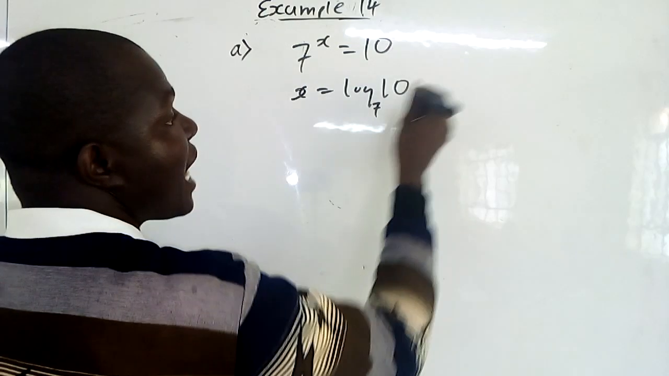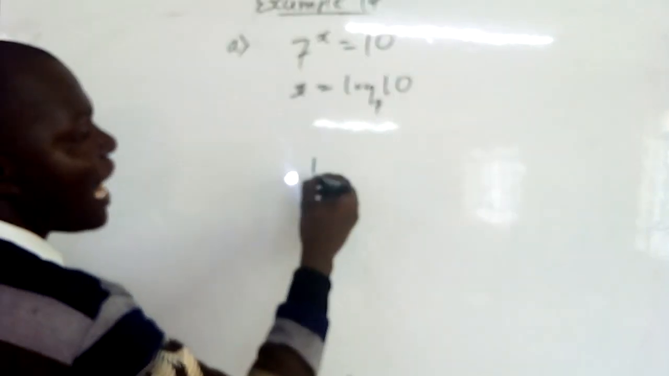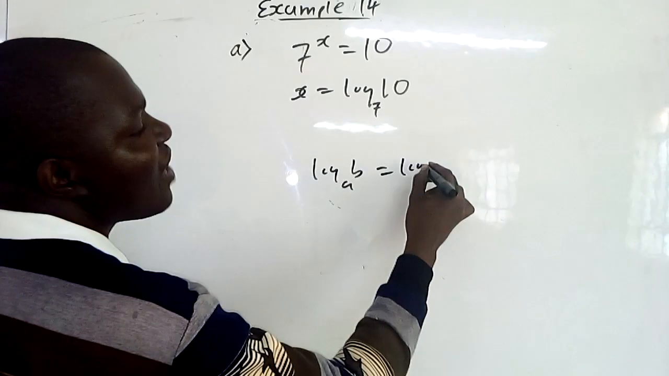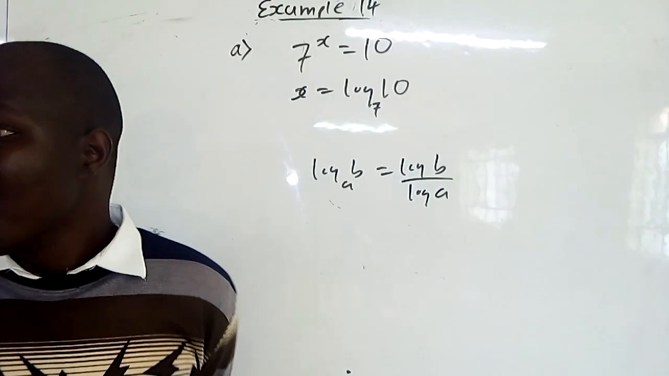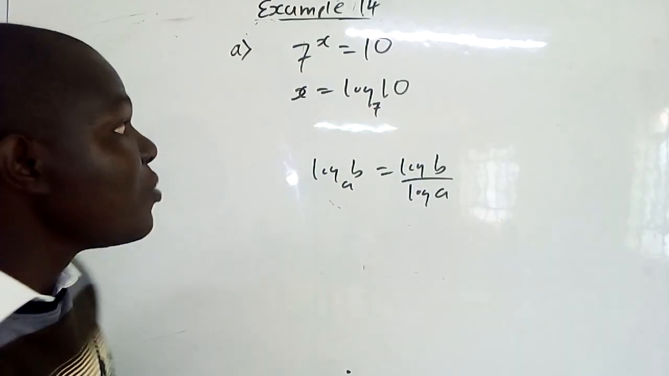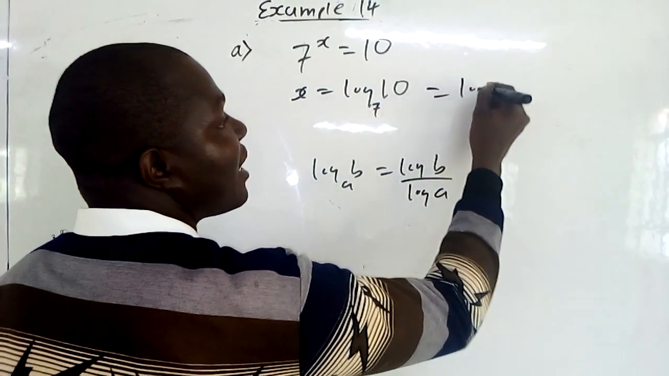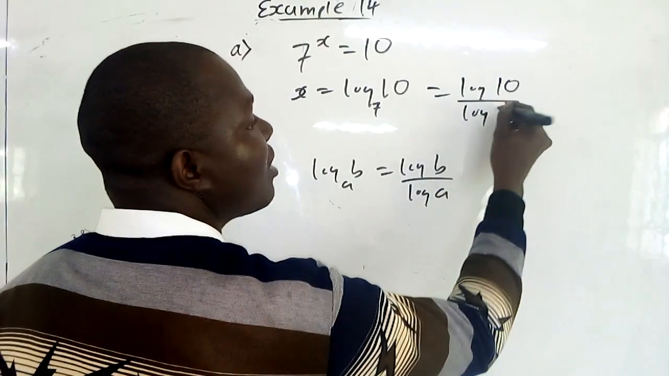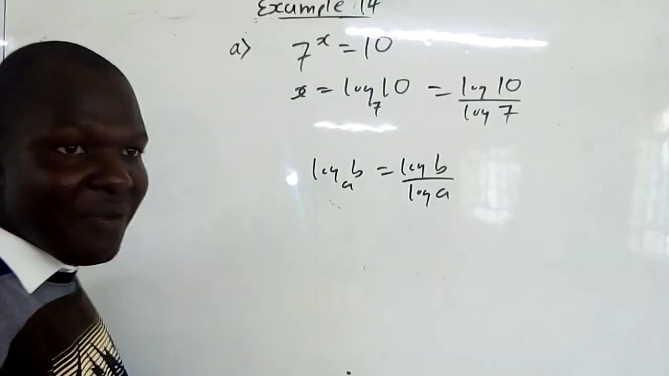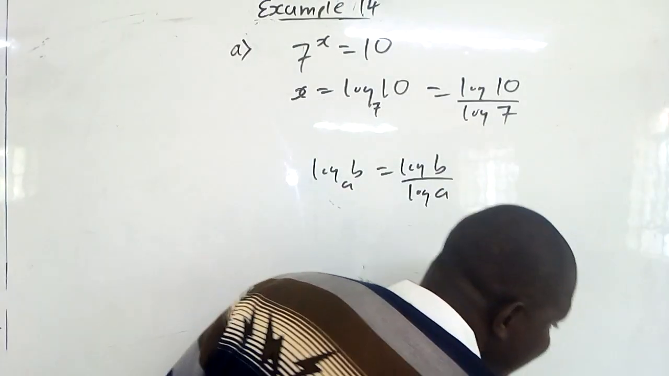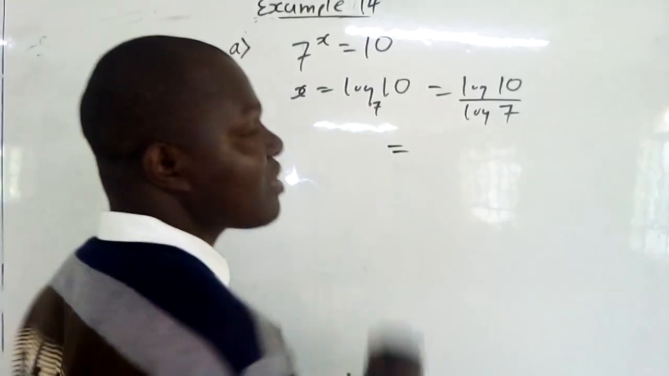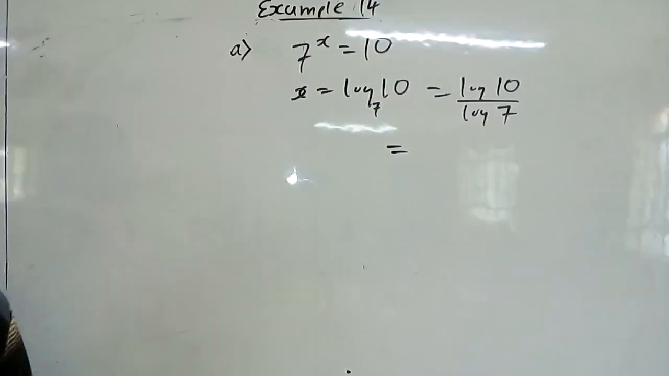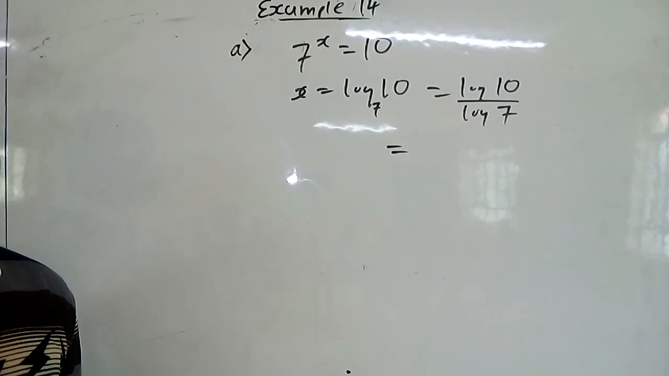So from here, what do we have? Remember, when we have log a to base b, that is the same as log b over log a, meaning the base is the logarithm in the denominator. So when you have log 10 to base 7, that is the same as log 10 over log 7. So what is log 10 divided by log 7 from the calculator? 3 significant figures. What is log 10 over log 7?